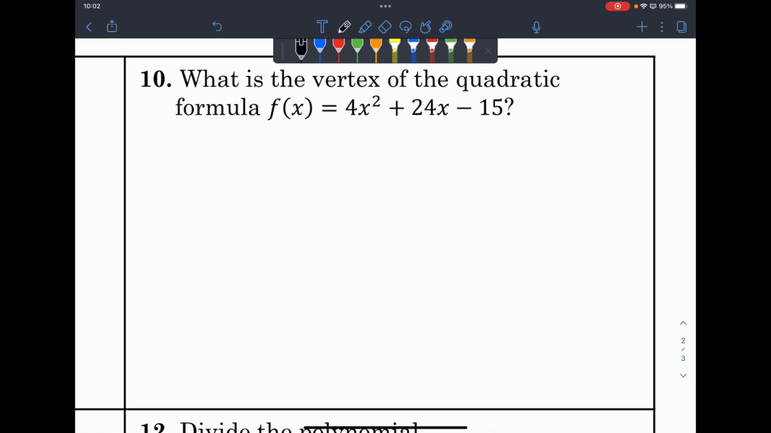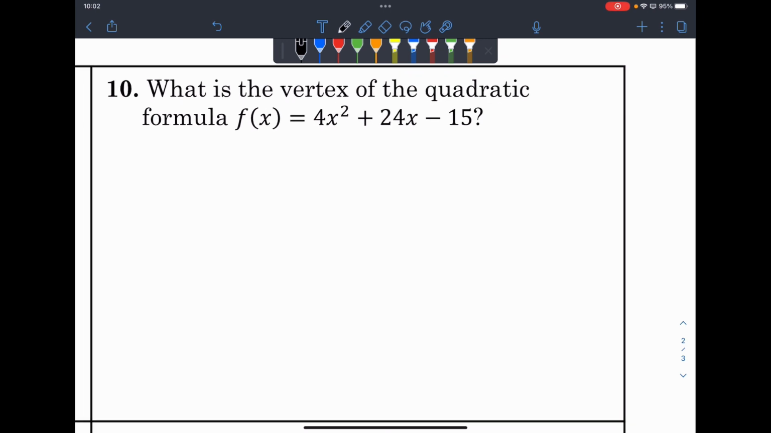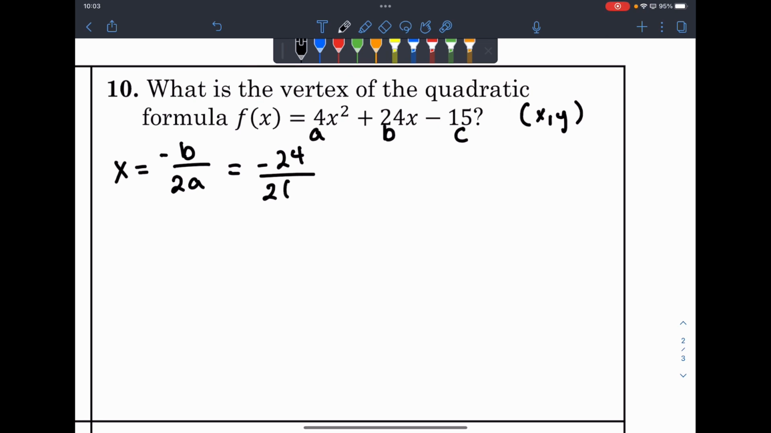Now to identify the vertex of a quadratic, we need to do two things. We need to figure out again the x coordinate and the y coordinate of the vertex. So to find the x coordinate of the vertex, we use negative b divided by 2a, where a, b, and c are 4, 24, and negative 15. So replacing b with 24, we end up with negative 24 over 2 times the value of a, which is 4, gives us negative 24 divided by 8, which is negative 3.